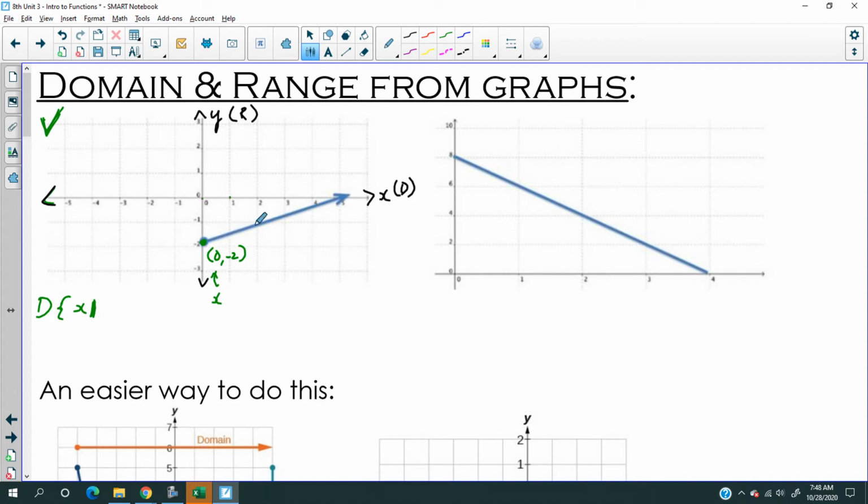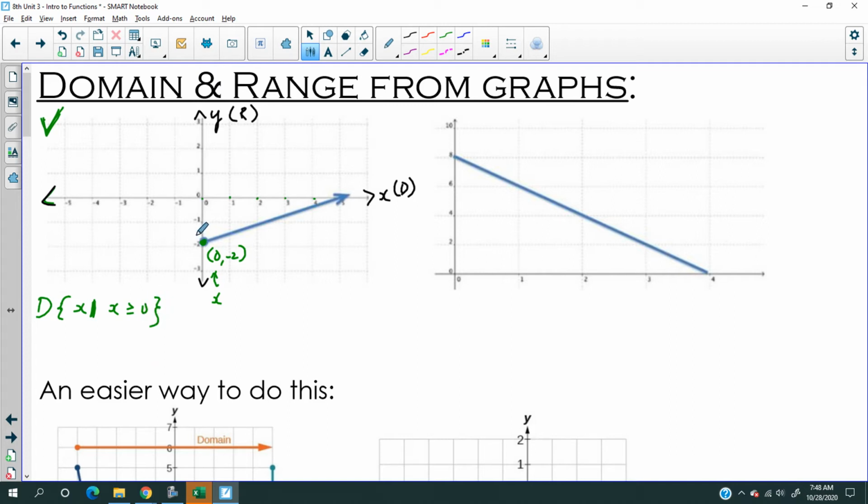0, 1, let's keep going. Looks like it could be 2, 3, 4, and so on and so forth. So what do you think the notation would be? It's anything that is greater than or equal to. I'm using equal to because the circle is filled here, and it includes the answer, 0.